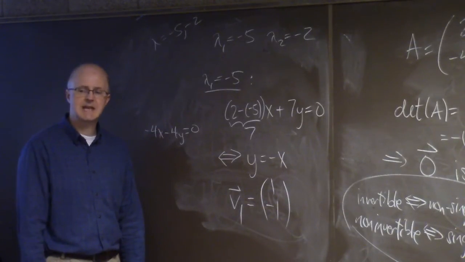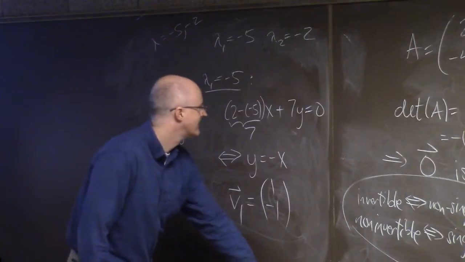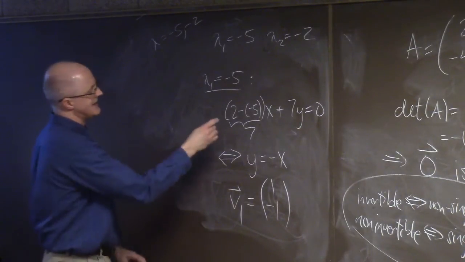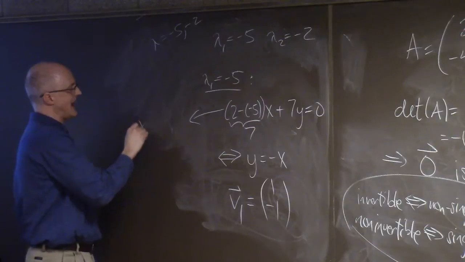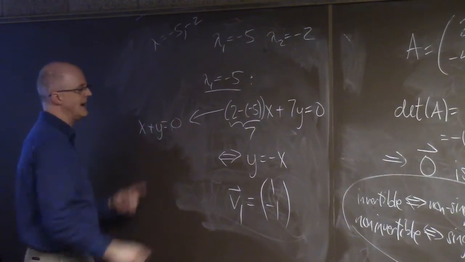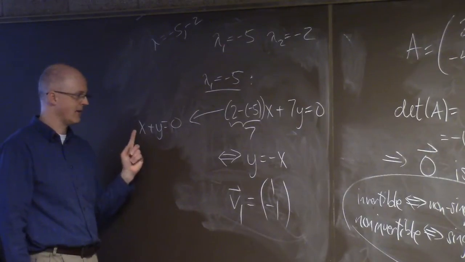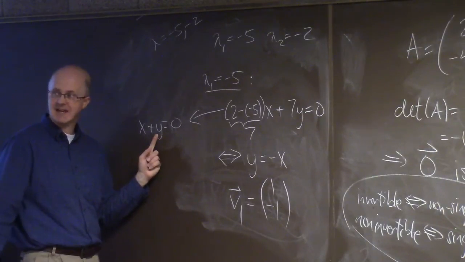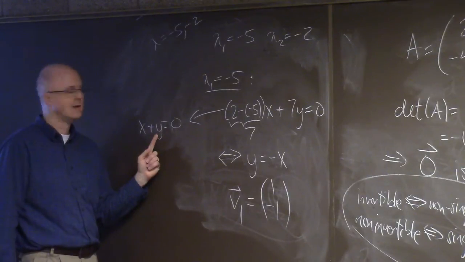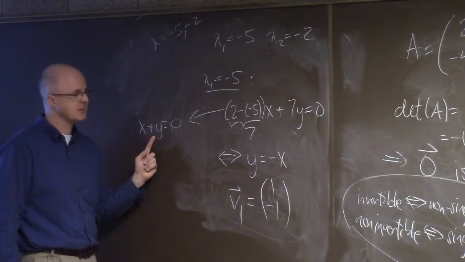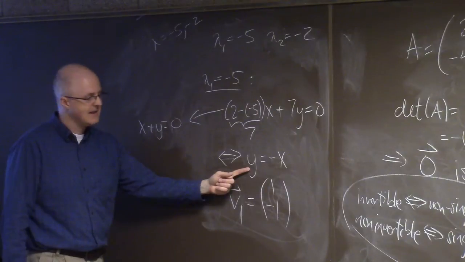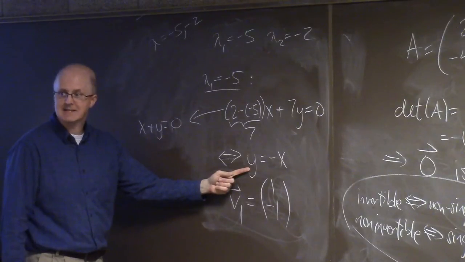A common mistake people make is they simplify this kind of equation to x plus y equals 0, and they jump to their eigenvector and think it's 1, 1, because there's a 1 there and a 1 there. But that's a mistake. It's a common mistake people make. Don't make it. Solve this equation for y in terms of x like that. That's telling you the signs have to be opposite in this example.